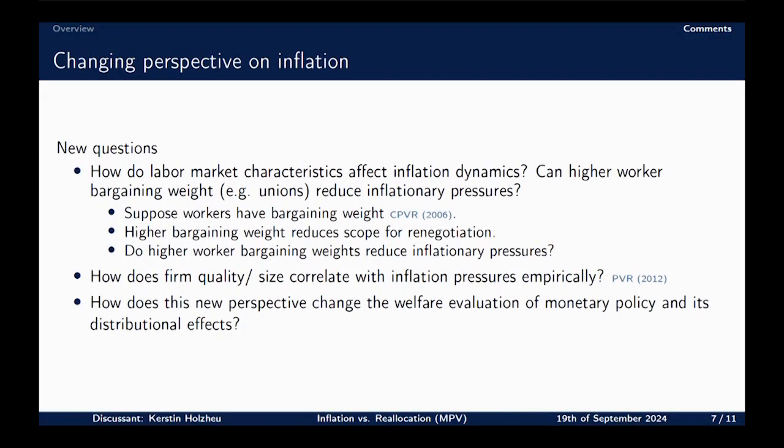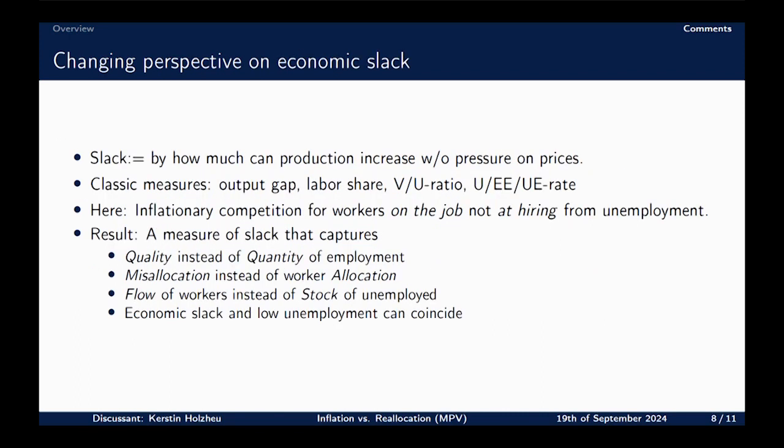We might also want to dive into more the heterogeneity of these effects. And I'm thinking here of Fabien's other work on firms and firm sizes, and how does firm quality maybe correlate with inflationary pressures, given that we know that better matches are actually those who create a little bit more inflationary responses because on average they have better workers. And how does this new perspective actually change the welfare evaluation of monetary policy and its distributional effects? Because we know that different types of people are differently creating these inflationary pressures. So let me now finish with a more applied perspective.